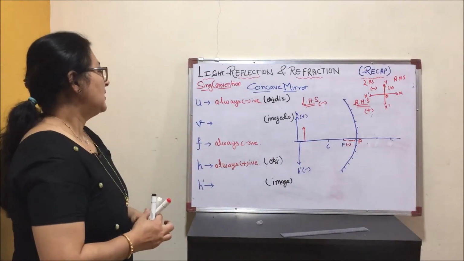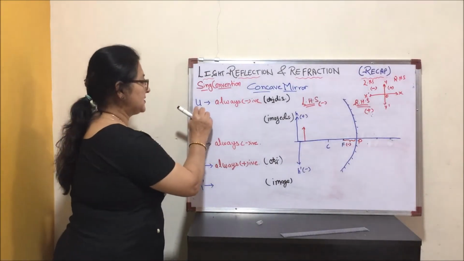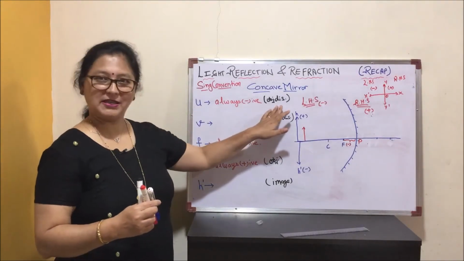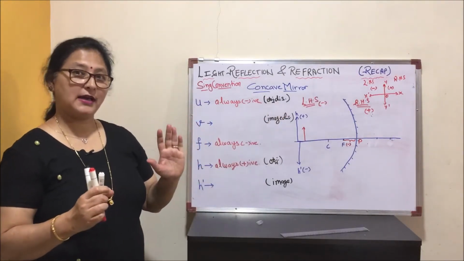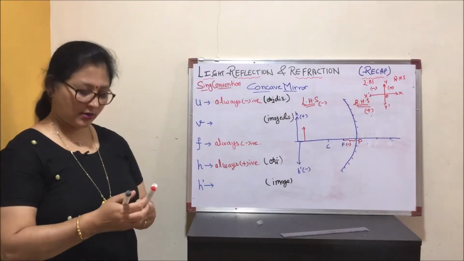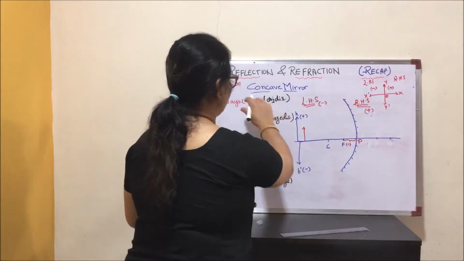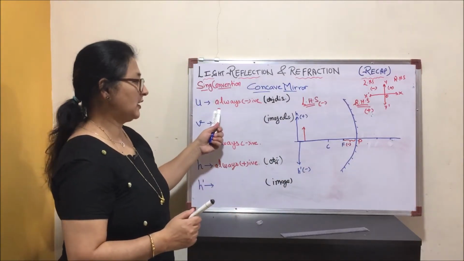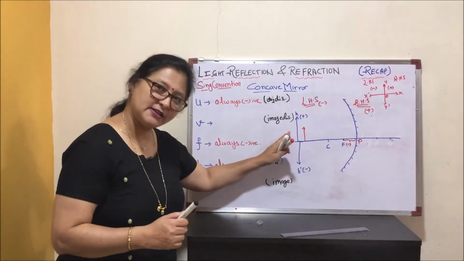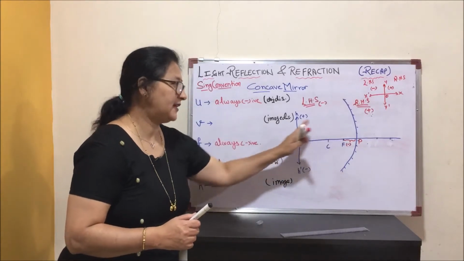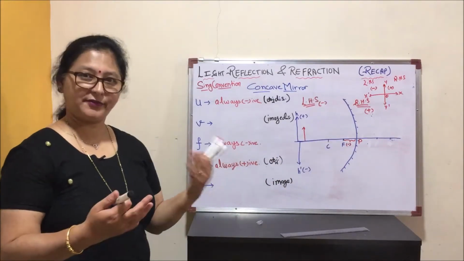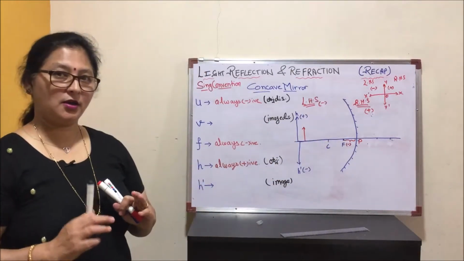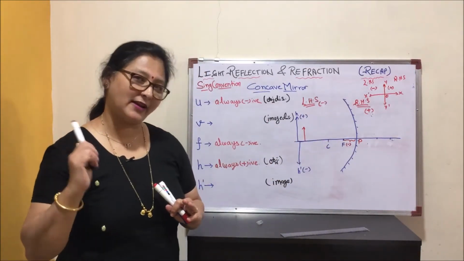Now as we know, let's start with the U. U is object distance. Let's see the concave mirror first. We have done the concave mirror, right? Now in case of concave mirror, object is always placed on the left hand side of the mirror, in front of the mirror. Okay, in case of concave mirror. Now, what about in case of convex mirror?